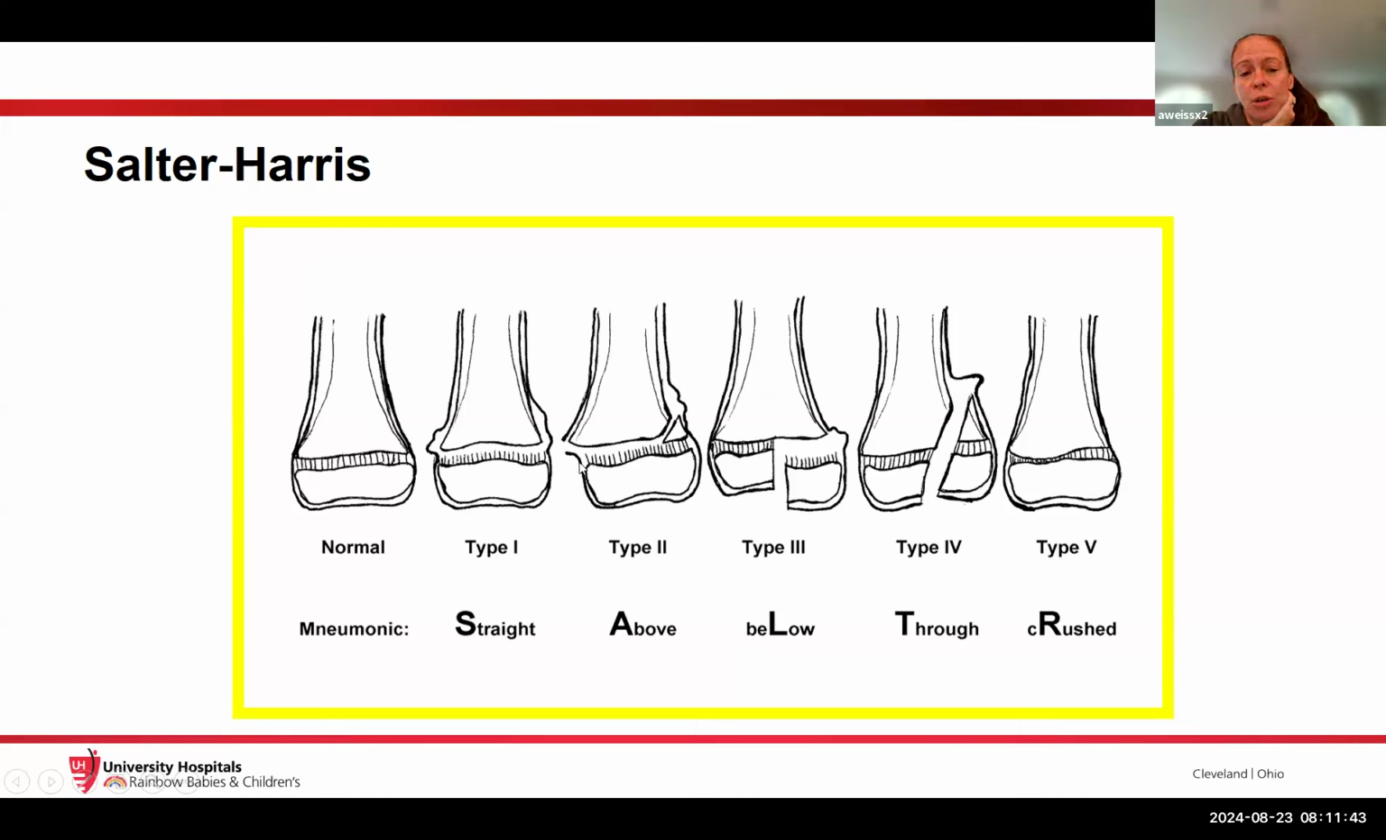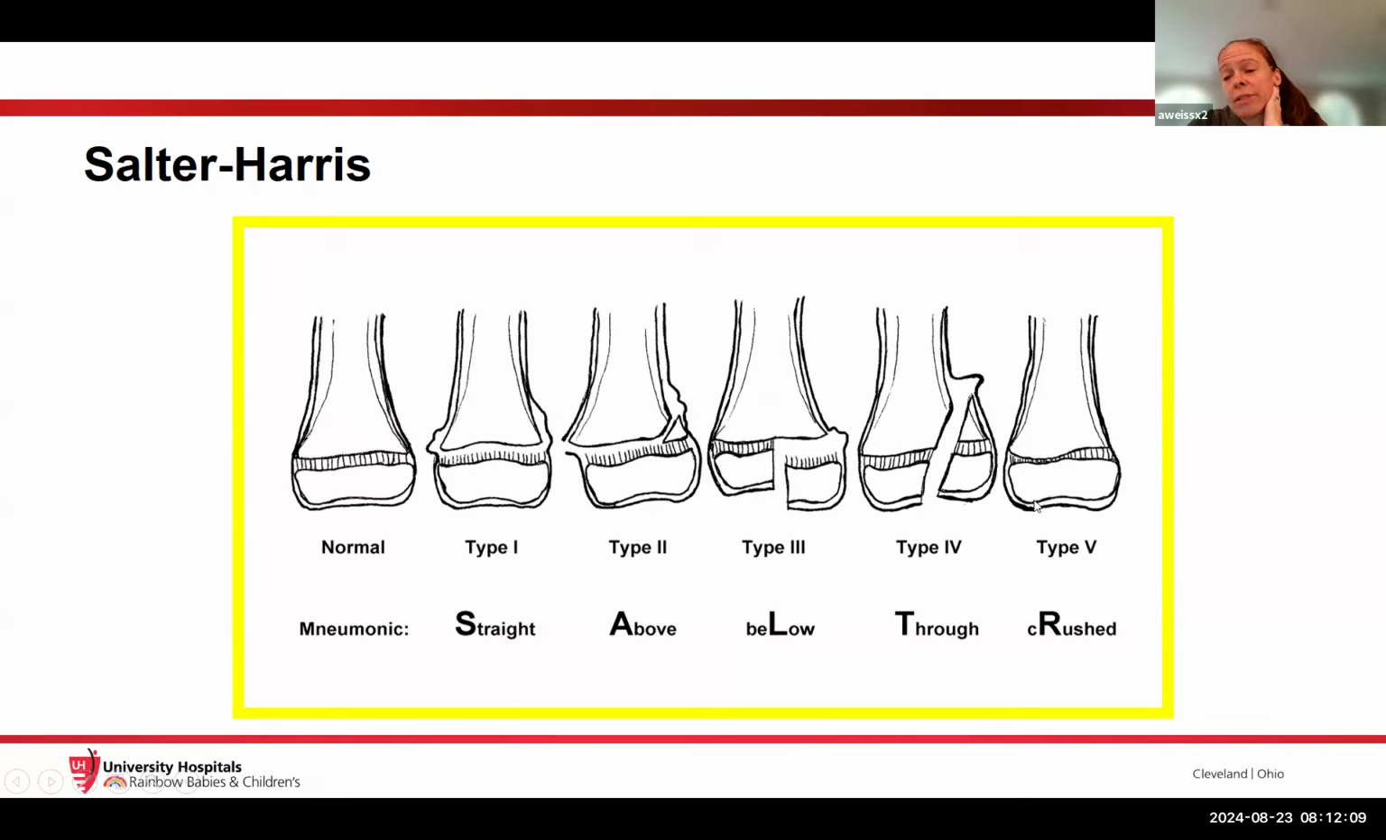The type 1s go directly through the physis. Type 2s go through the physis and out the metaphysis, or, if you want to use this mnemonic, above. Type 3s go through the epiphysis and the physis, sorry, and then type 4s go through the epiphysis, physis, and metaphysis, and type 5s are a crush injury.